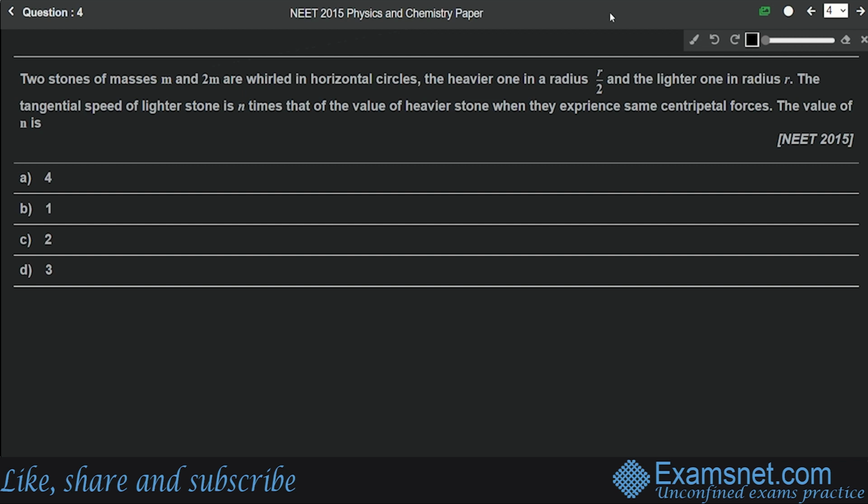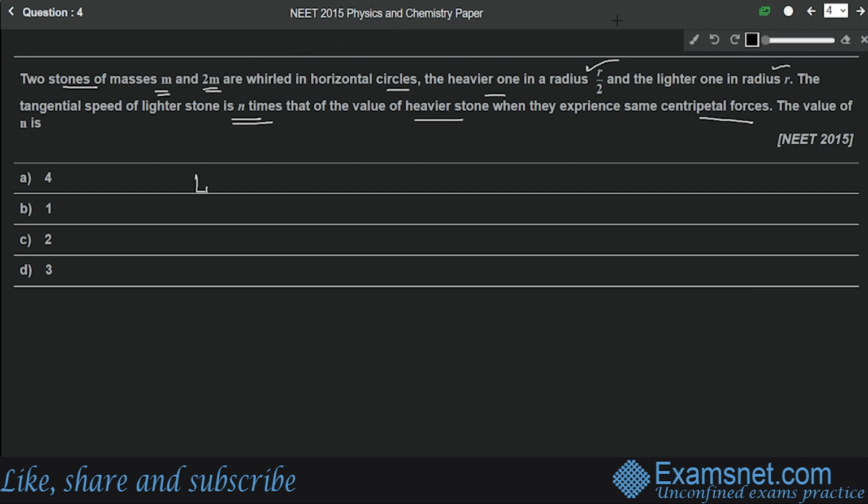Now question number 4 is related to laws of motion, and the question says two stones of masses m and 2m are whirled in horizontal circles, the heavier one in a radius r by 2 and the lighter one in the radius r. The tangential speed of the lighter stone is n times that of the heavier stone when they experience the same centripetal force. The value of n is, okay.